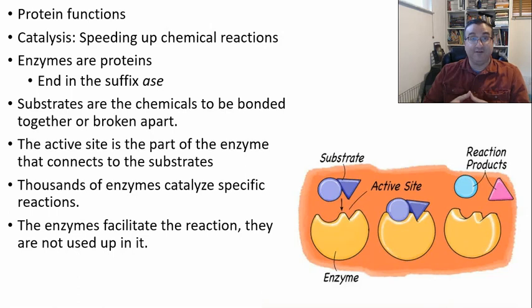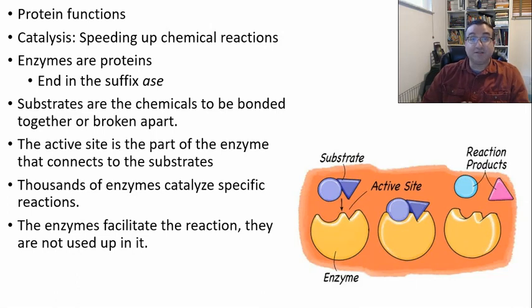Within life, catalysis happens by a special group of proteins called enzymes. Enzymes are proteins. There's a naming convention for enzymes. They end in the suffix ase. If you see a chemical in your readings or studies and it ends in the name ase, that's a clue to you that it's a kind of enzyme. So everything that applies to proteins also applies to enzymes, but they also have this special naming convention.